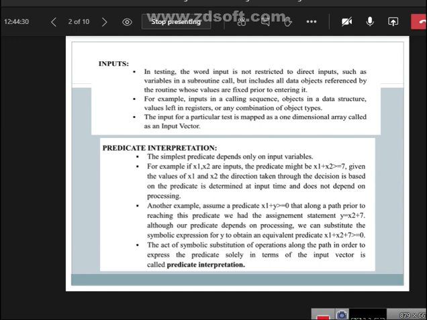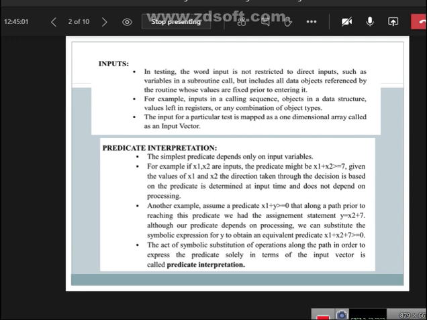For example, if you are calling an input in a sequence, there are objects in the data structures, values left in the registers, or any combination of the object types. But if it is input, it is not restricted. The input for a particular test is mapped as a one-dimensional array called an input vector.